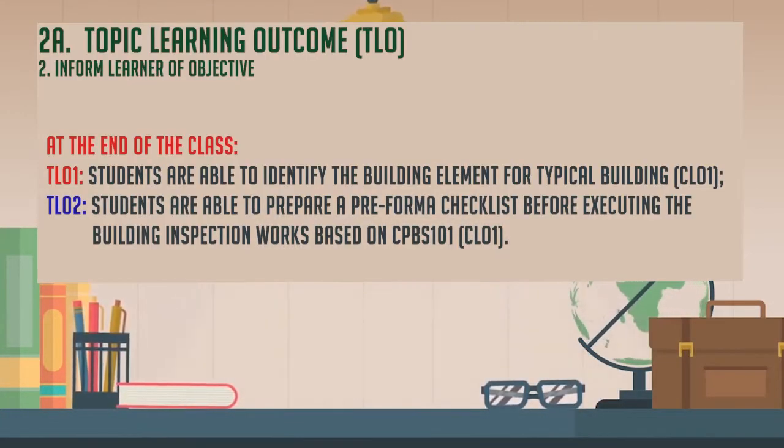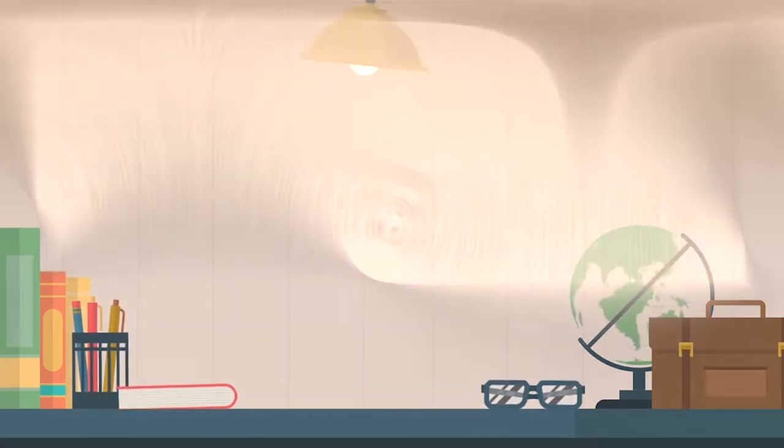Next slide will be the topic learning outcome or TLO. At the end of the class, students will be able to achieve two TLOs. For TLO number 1, students are able to identify the building elements in a typical building, and for TLO number 2, students are able to prepare a pre-forma checklist before conducting an inspection.